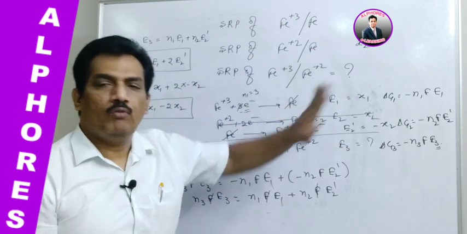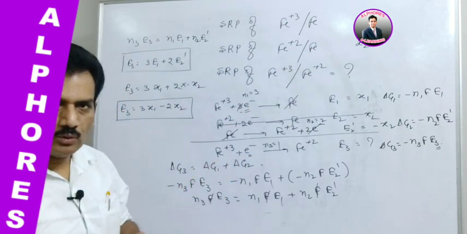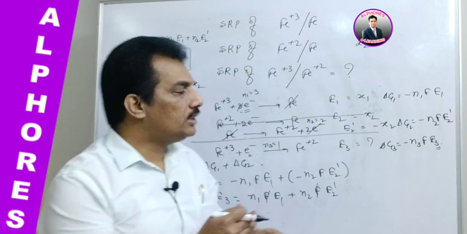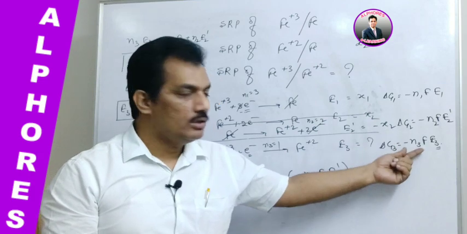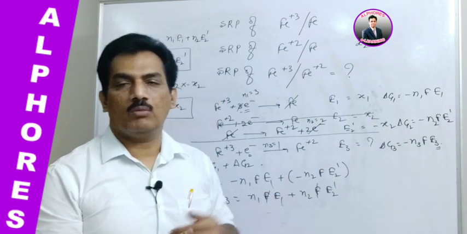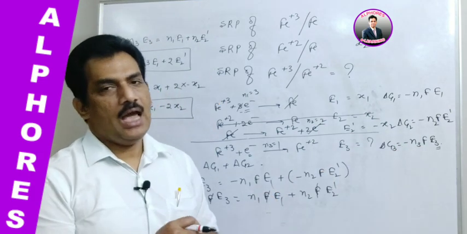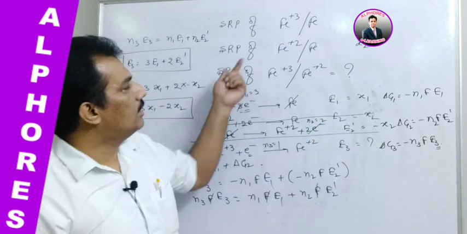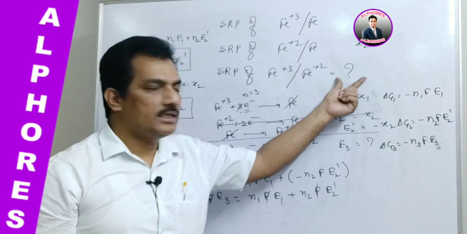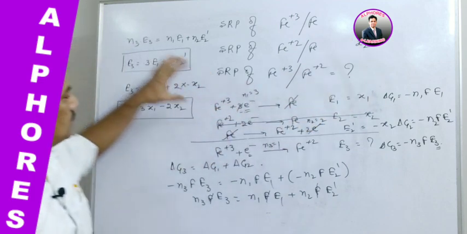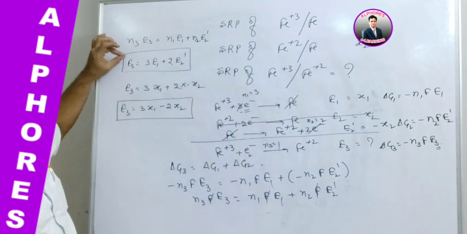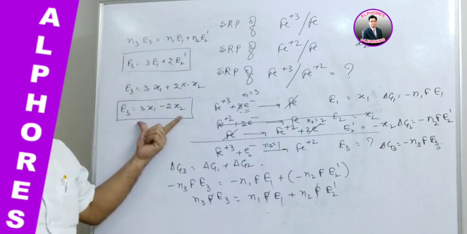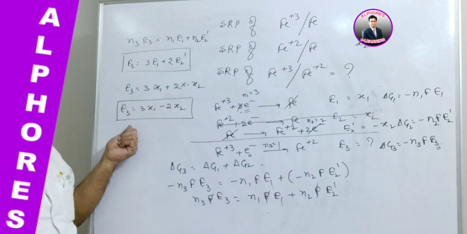Whatever electrode potentials they provide, we can't directly add those electrode potentials. Instead, we can convert them into delta G values, and because delta G values are thermodynamic parameters, we can directly add them. In such a case, we already derived an equation, and here, by taking an example with this data, we are also getting the same. Here E3 is nothing but this, and after substituting these electrode potential values, we get E3.